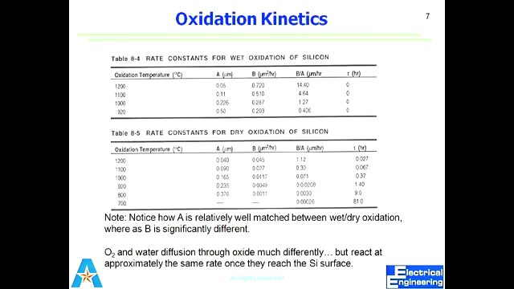So there is a trade-off. With wet oxidation, a thick layer can be grown, but not of that good quality. With dry oxidation, you cannot grow a thick layer, but the quality of the oxide would be really good.